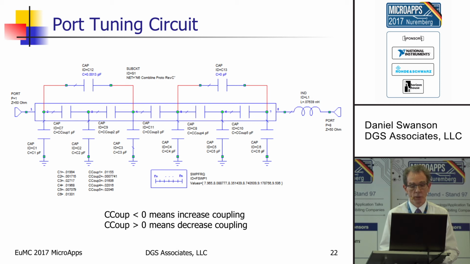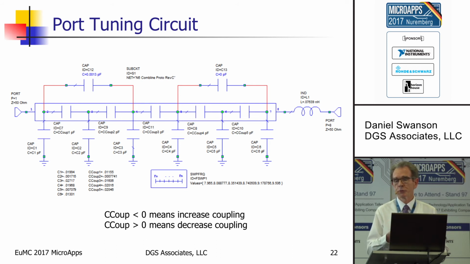The one thing I'll point out here is on these coupling capacitors where I'm modifying the coupling between resonators, if that's negative, it actually means you want more coupling. And if it's positive, it means you want less coupling. And that's because it's the wrong element. It should really be in an inductor. But a capacitor is easier for the optimizer to work on.